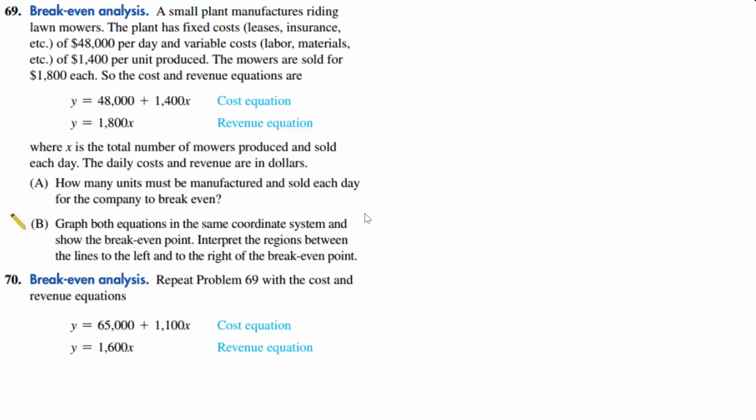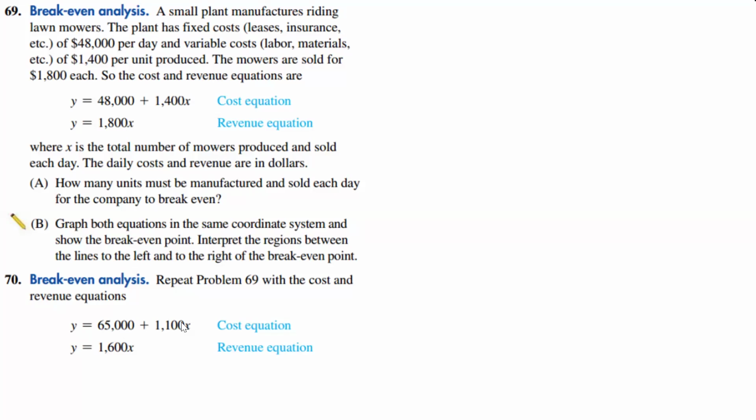All right, so we're doing number 70, but it says we have to use number 69. So this is what we're doing. It says a small plant manufacturing lawnmowers is what we're looking at here, and the plant has fixed costs, which are leases, insurance, etc. In this case, our cost is 65,000, and the variable cost of $1,400 per unit. But now with the new equation, we have $1,100 per unit.